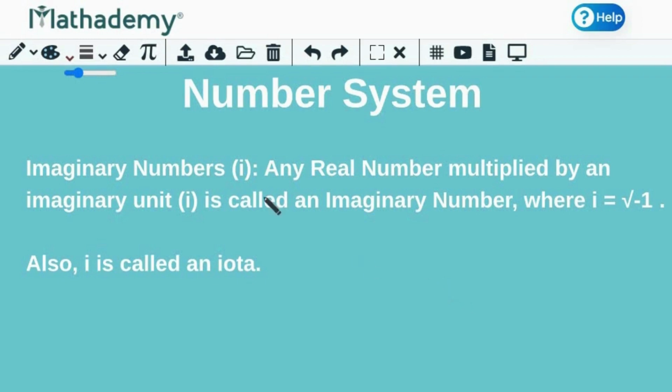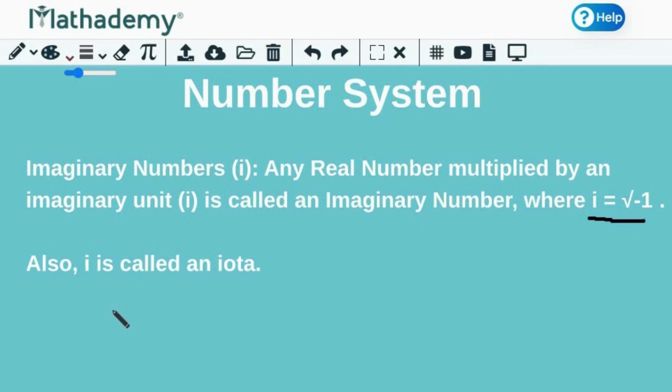By definition, any real number multiplied by an imaginary unit i is called an imaginary number, where i is equal to root of -1. Also, i is called iota. Let's understand this with the help of an example.